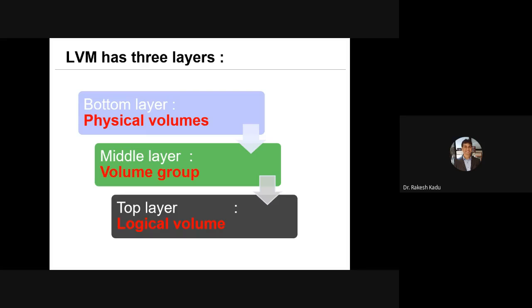So LVM has three layers. Basically, all these are correlated. At the bottom layer, we have the physical volumes. In the middle layer, we have the volume group. And at the top level, we have the logical volume. So this logical volume will be created from the volume group, and the volume group will be created using physical volumes. So all these are correlated with each other.